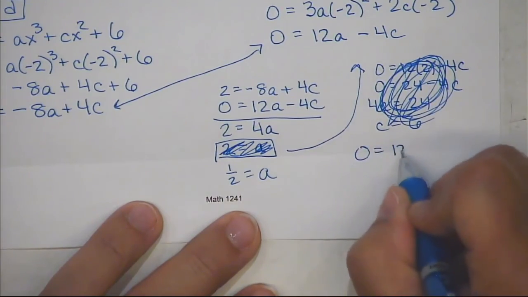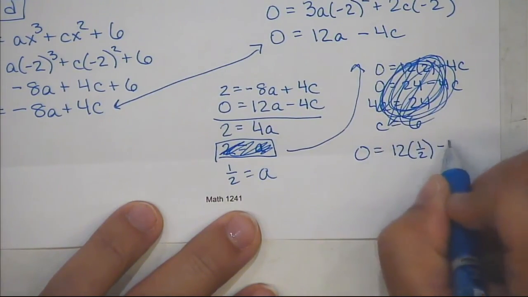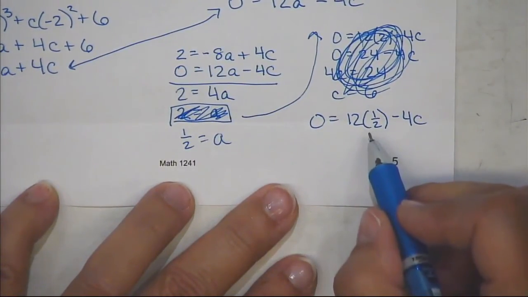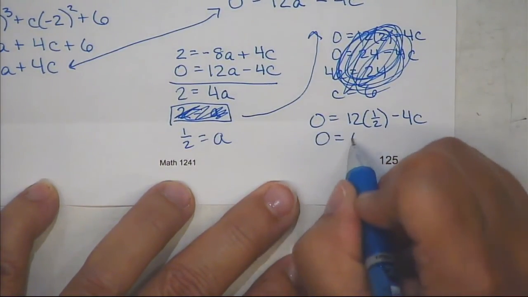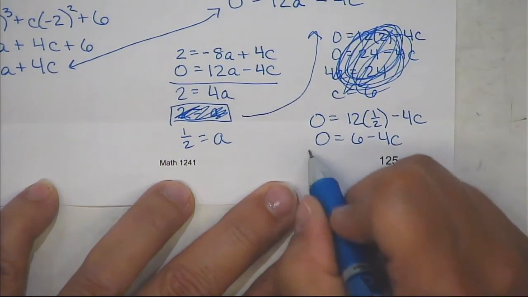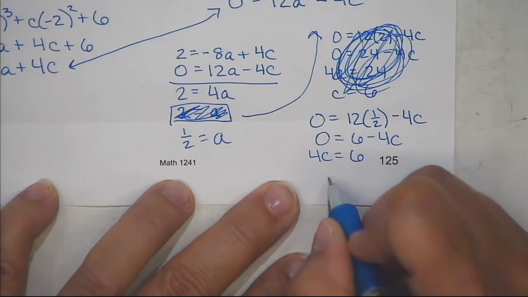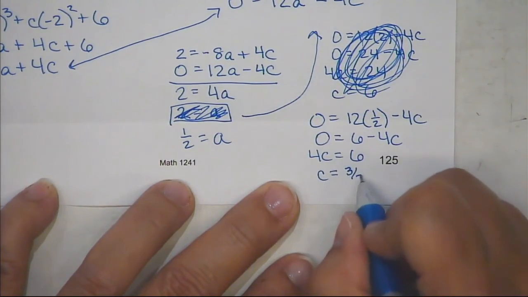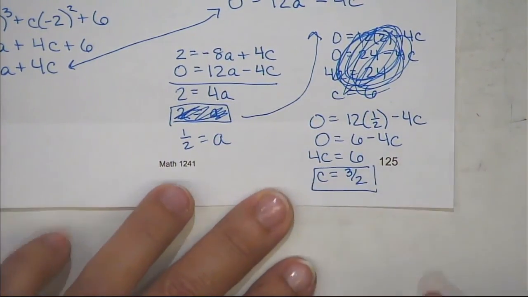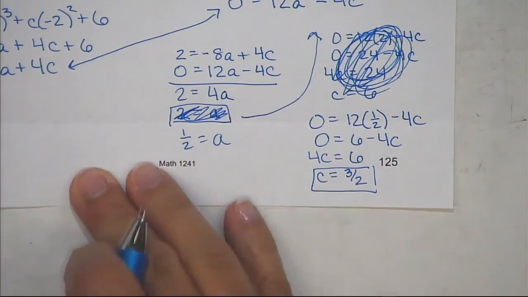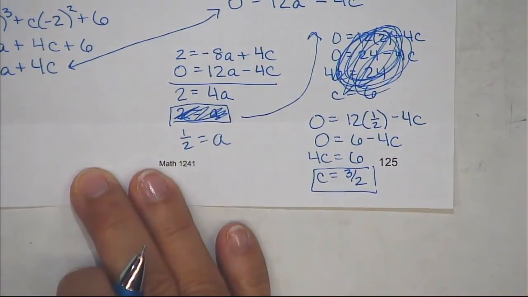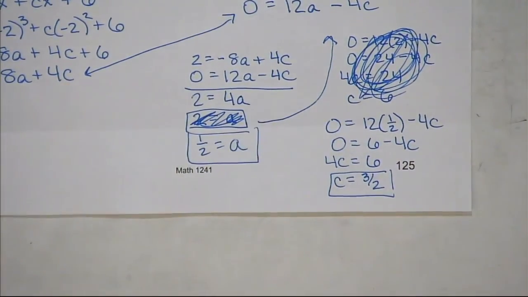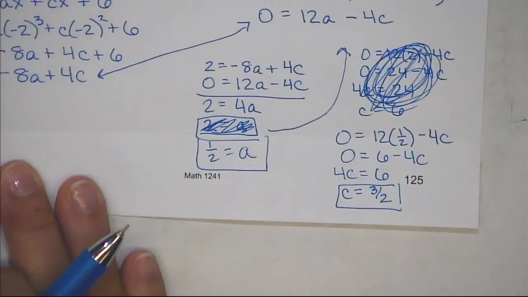Whew. All right, so A is 1/2. I thought C was going to be a fraction. All right, so 12 times 1/2 is 6. Now move the 4c over. So we get 6 over 4, 3/2. All right, so there are your A, C, and D values, so you can write your function. I think WebWorks just wants those values. I'm glad you guys found that.